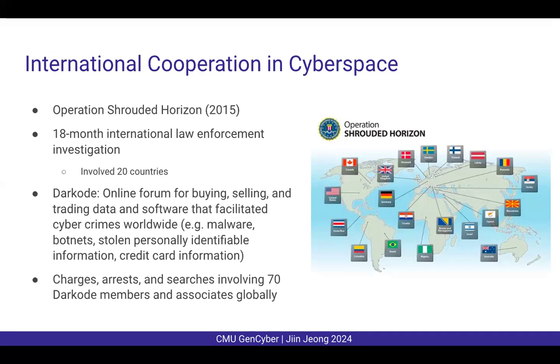One example is Operation Shrouded Horizon in 2015. This was an 18-month international law enforcement investigation that involved 20 countries. And this basically targeted Darkcode, which was an online forum for buying, selling, and trading data and software that facilitated cyber crimes worldwide, such as malware, botnets, stolen personally identifiable information, and even credit card information. And this resulted in charges, arrests, and searches involving 70 Darkcode members and associates globally. And this operation involved 20 countries. So you can see how international cooperation is sometimes necessary, given that the nature of cyber crimes can be quite international and globally carried out as well.